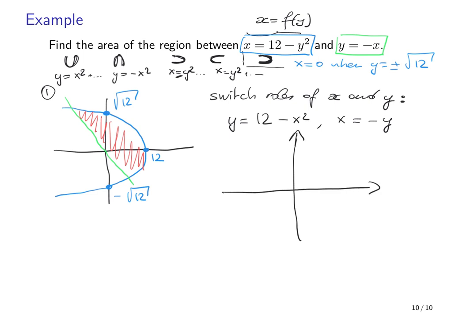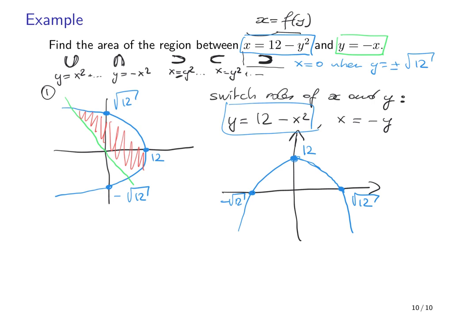So now we have a downwards facing parabola, a parabola that looks like this. And this parabola, oops, it's a very bad looking parabola. Let me make it just a tiny bit nicer, like so. This parabola, what do we know about it? When x is equal to 0, it passes through 12. When x is negative square root 12, it passes through the x-axis, and same for positive square root 12.